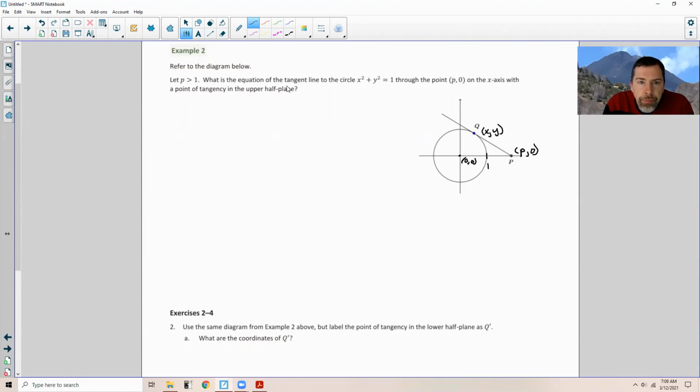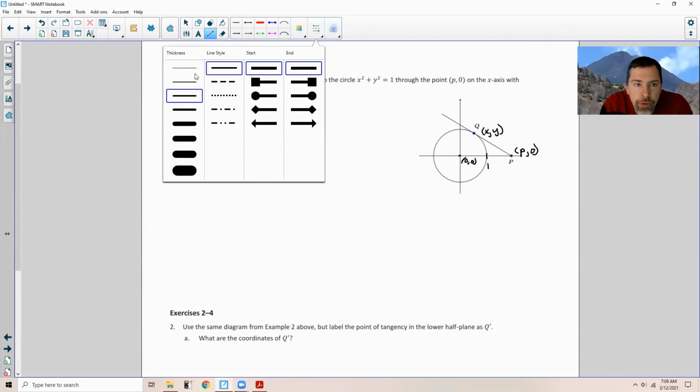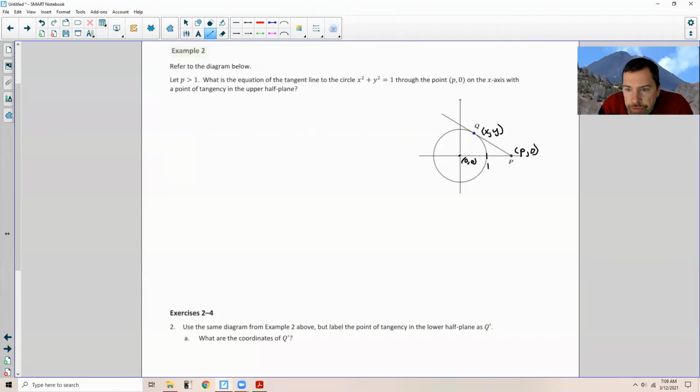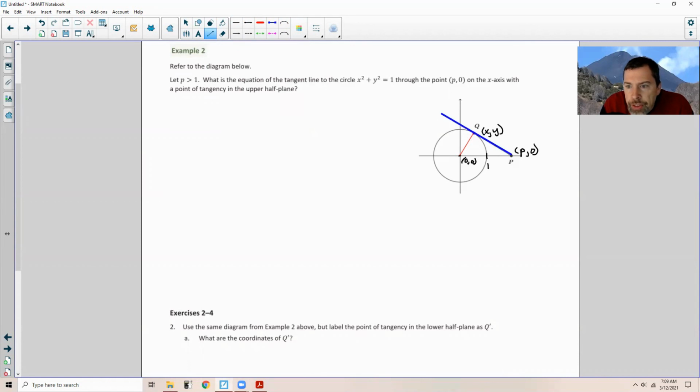As I'm going to work this, there's other things I know, so I'm going to label them. Let's use a really nice thin line, starting from the origin, going up to q. That is a distance of 1 because it's a radius. And we want to find the slope of it because what are we trying to do? We're trying to find the equation of the tangent line. So let me do that in blue.